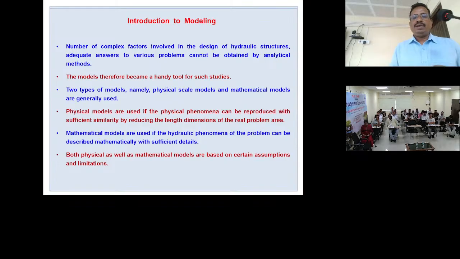Two types of models, namely physical model studies and mathematical model studies, we are conducting in CWPRS. Physical models are used if the physical phenomena can be reproduced with sufficient similarity by reproducing the length dimensions of the real problem area. Mathematical models are used if the hydraulic phenomena of the problem can be described mathematically with sufficient detail. Both physical as well as mathematical models are based on certain assumptions and limitations.